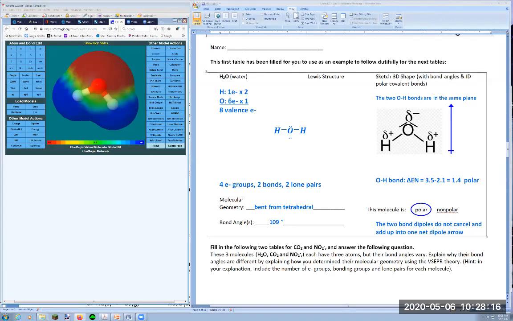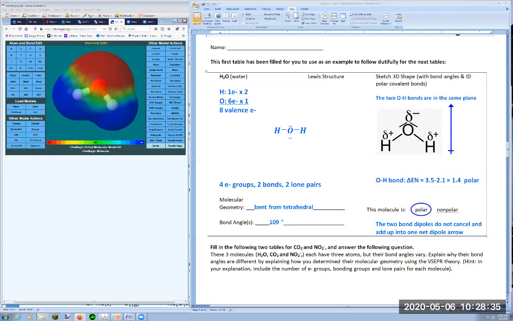When it's green, it means it's neutral. Of course, because it has to go from one color to the other, it goes through the other colors. But here it confirms that water is definitely polar, with one area red, the other blue. So that confirms this is polar.